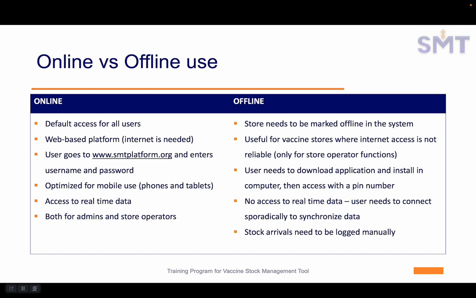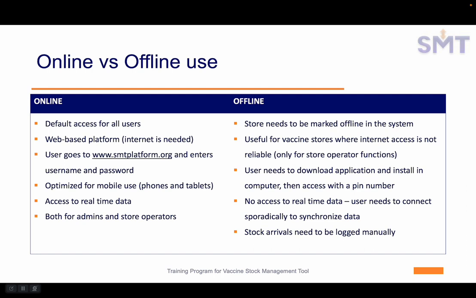On the other hand, we also have what we call the offline app. So for the offline app to function, the store needs to be marked offline in the system. This is the first step that we are going to explain. And this is useful for vaccine stores where internet access is not reliable. However, this is only accessible for store operator functions. The user, that is the store operator, needs to download an application and install it in their computer. Once this application is installed, the store operator will then access with a PIN number.